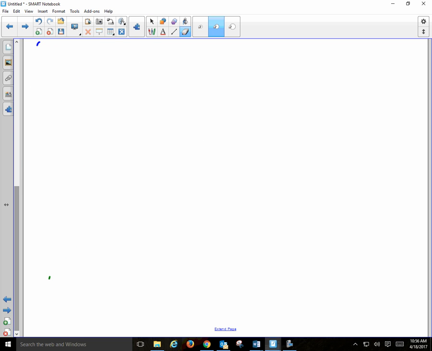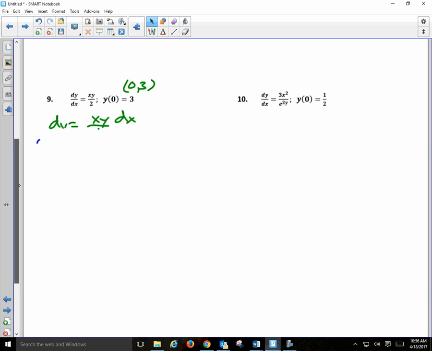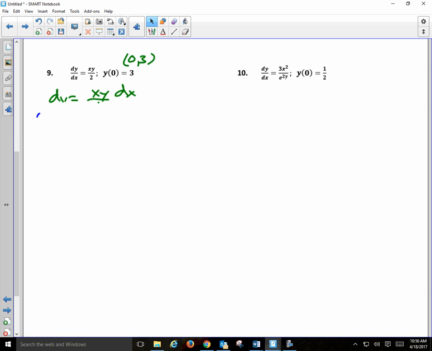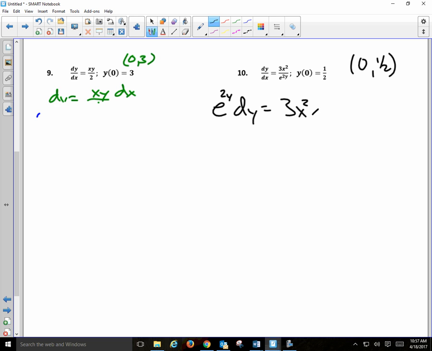Okay, let's try our next problem. Let's look at number 10. dy over dx is 3x squared over 2 e to the 2y. y of 0 is equal to 1/2. I know it passes through the point (0, 1/2). I'm going to cross multiply: e to the 2y dy is equal to 3x squared dx.